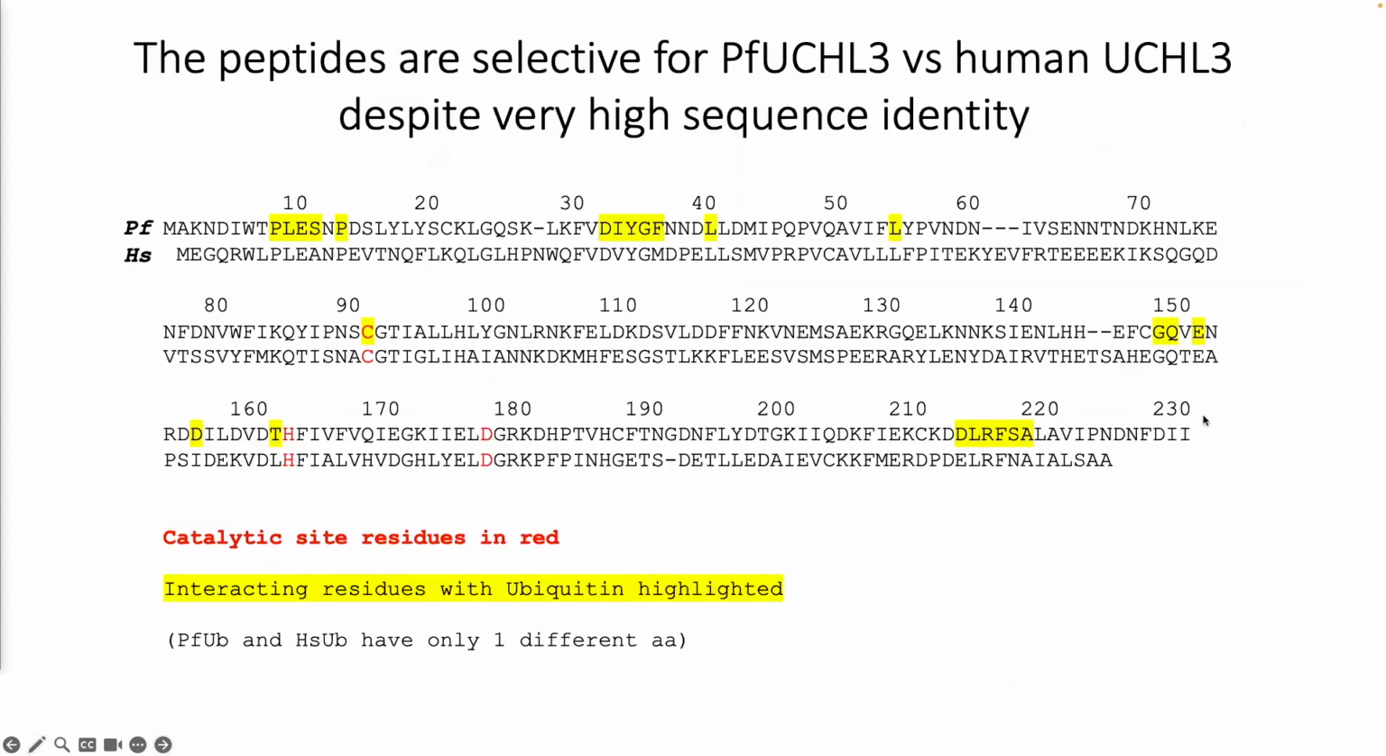And that is really striking because the human and Plasmodium protein have very high sequence identity. So in red are the active site residues, and in highlight are the residues that bind to ubiquitin. And you can see overall very high sequence identity. So we've pulled out peptides here that bind selectively to the Plasmodium protein, but not to the human protein. Oh, and I should also say that ubiquitin itself in Plasmodium and human differs in only one amino acid, so that the enzyme substrate interface is also very highly conserved.